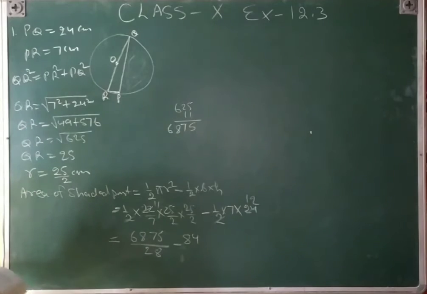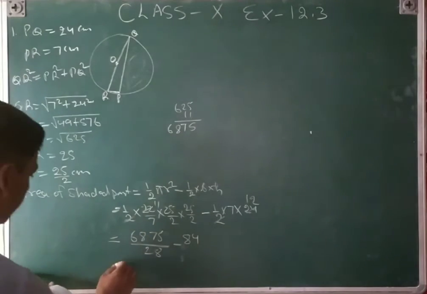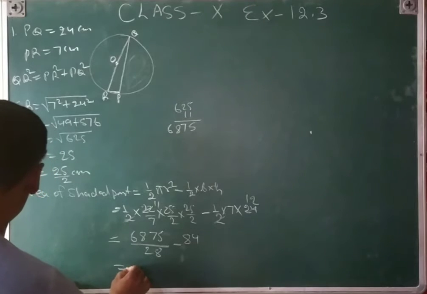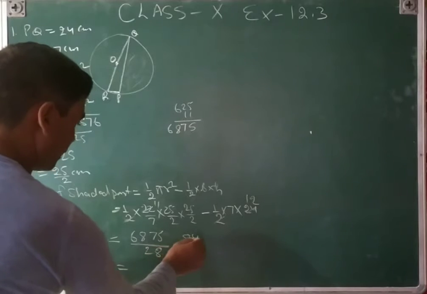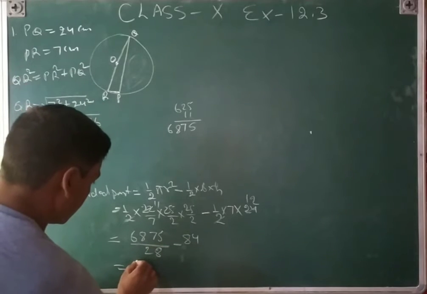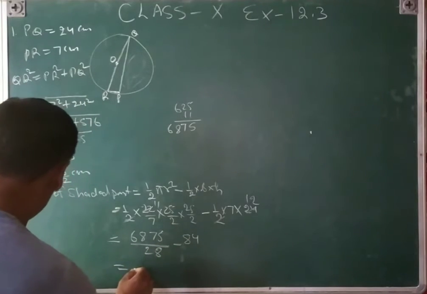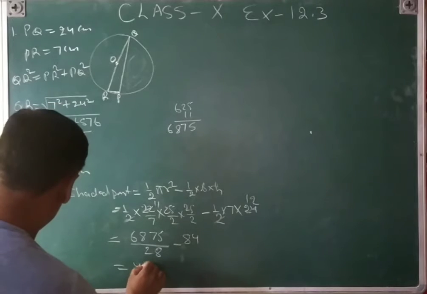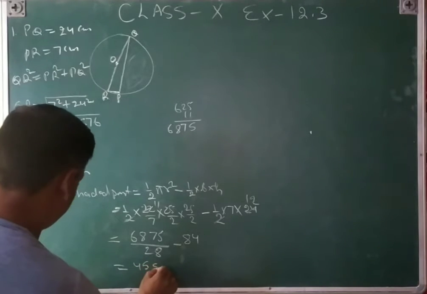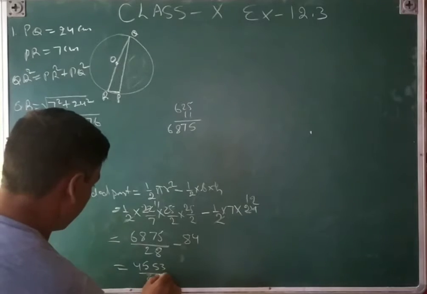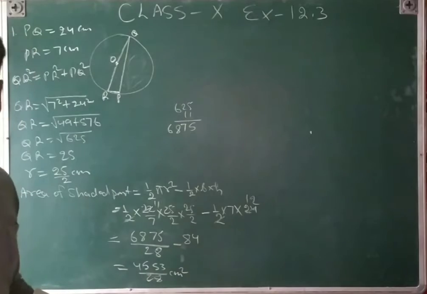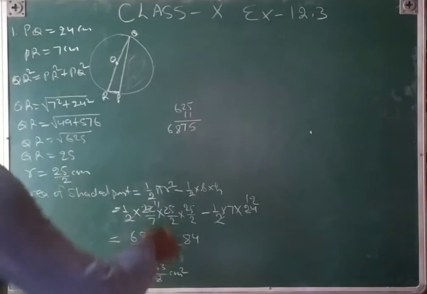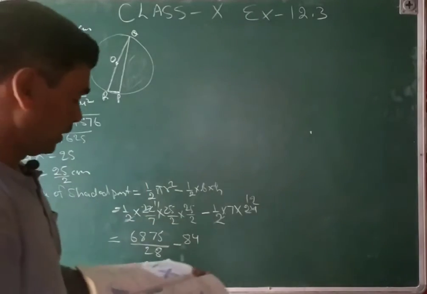Then by the subtraction of both, that will come. So 28, 4 times, we will first of all do that one, and then you can also write 553 upon 28 centimeter square by the subtraction of LCM. Okay, and then question number second.